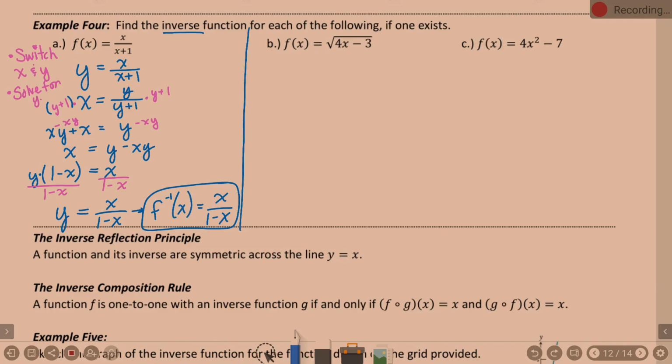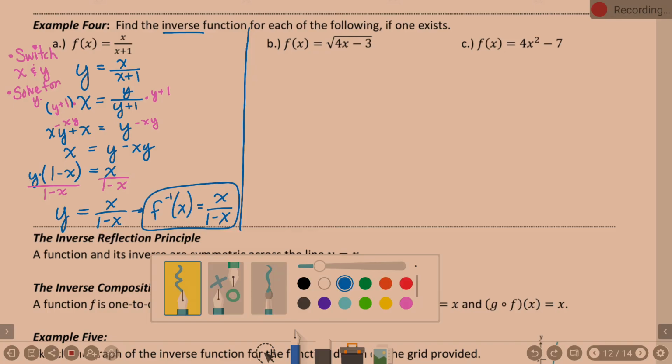Now, I do think out of my A, B, and C examples, A was the most difficult. Okay, so that's the good news. You got A out of the way. Okay, let's practice with B and C.